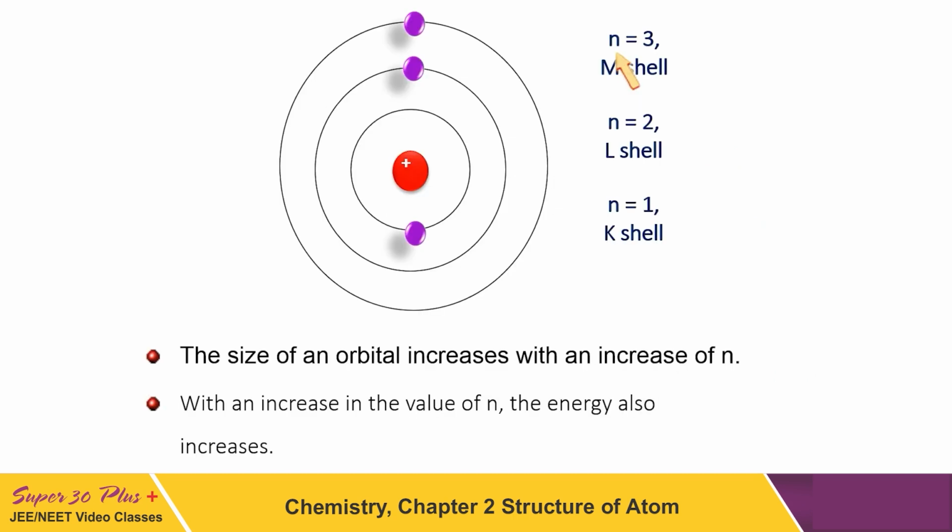These are the values. N is equal to 3 is the M shell, N is equal to 2 is the L shell, and N is equal to 1 is the K shell. So it is also very clear here that with the increase in the value of N, there will be an increase in the size of the orbital. So definitely an atom with principal quantum number value 3 is smaller, and the atom with principal quantum number value 5 is larger. With the increase in the value of N, energy also increases.